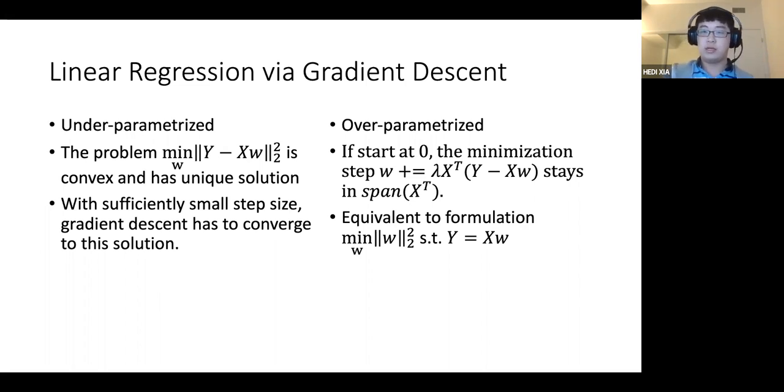If you start at something close to 0 and use something close to gradient descent, it may have some similar properties, but it might not converge to the point you want. But that's where early stopping comes in. If you stop earlier, you will get somewhere close to this minimization problem. So next slide, please.